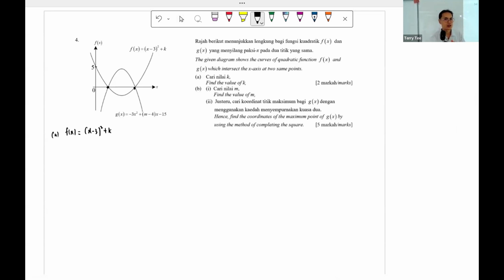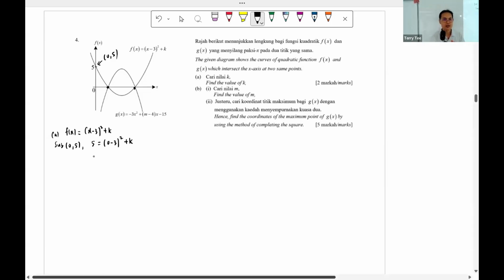You notice that you're given this coordinate. What is this? This is my y-intercept. The y-intercept happens when x is 0. So we can sub in (0, 5), meaning your f(x) is 5 when my x is 0. Can we find k? So 5 equals minus 3 squared, which is 9, plus k. What's your k? 5 minus 9. k is negative 4. Okay? That's your part A.